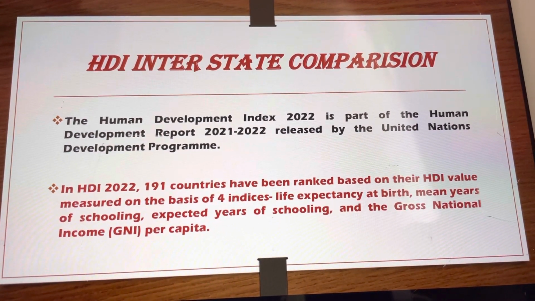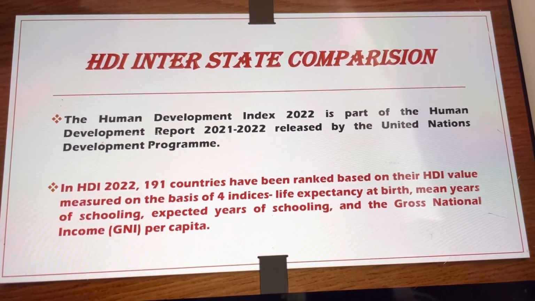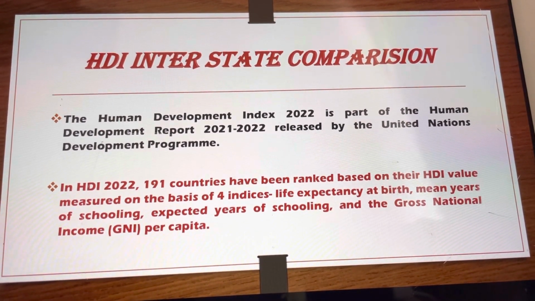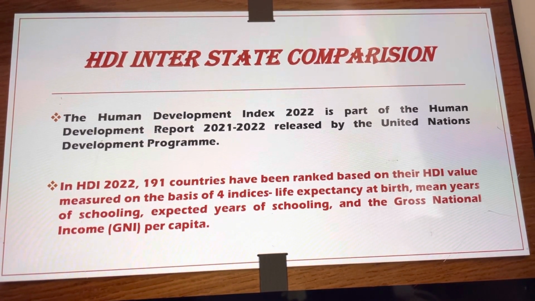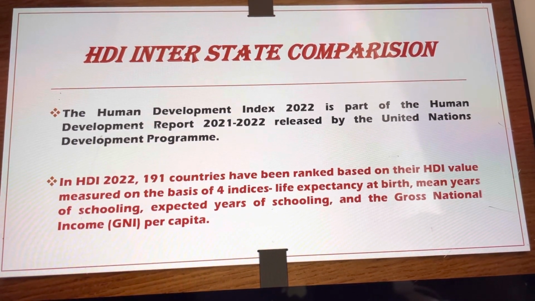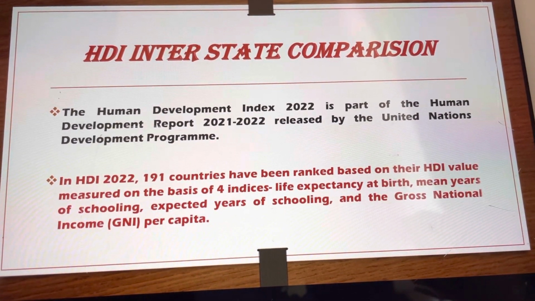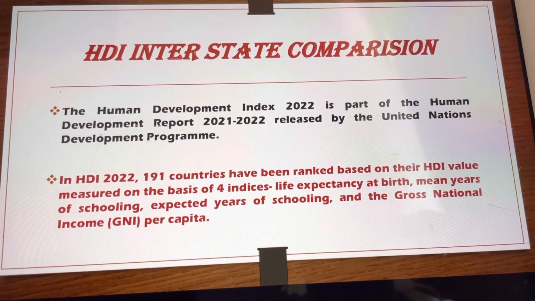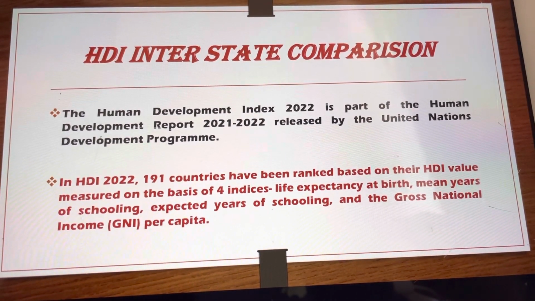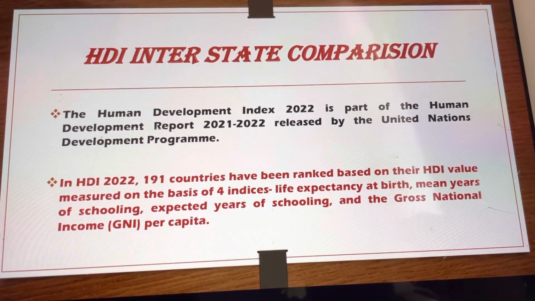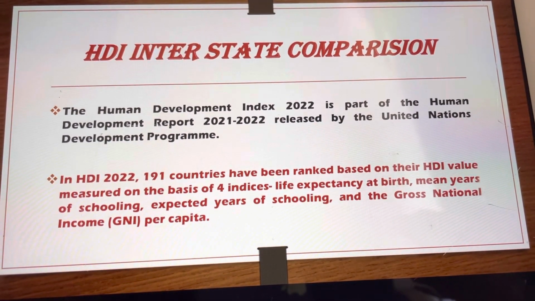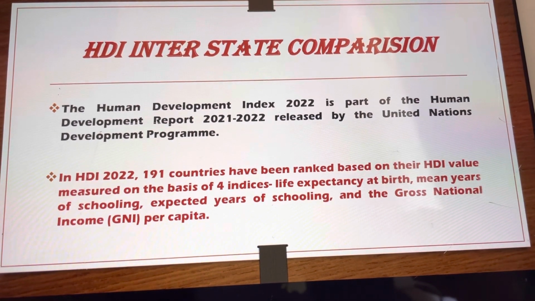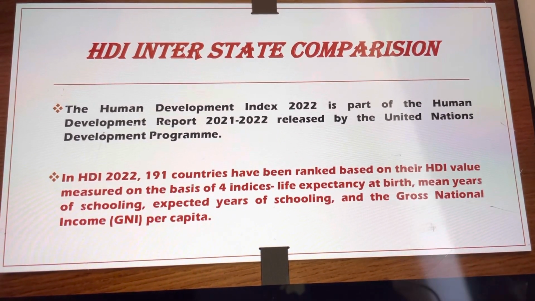HDI Interstate Comparisons. The Human Development Index 2022 is a part of the Human Development Report 2021-22 released by the United Nations Development Programme. What it shows: in HDI 2022, 191 countries have been ranked based on their HDI value, measured on the basis of 4 indices: life expectancy at birth, mean years of schooling, expected years of schooling, and gross national income per capita.